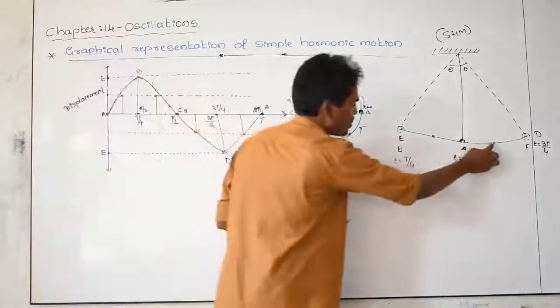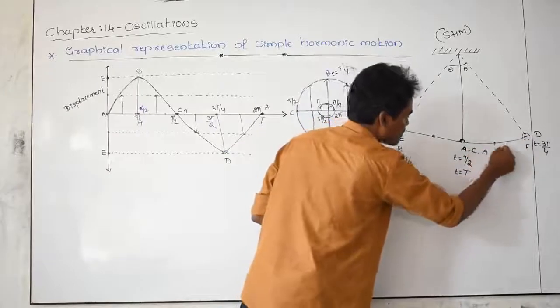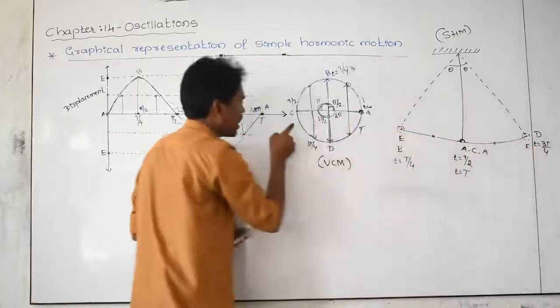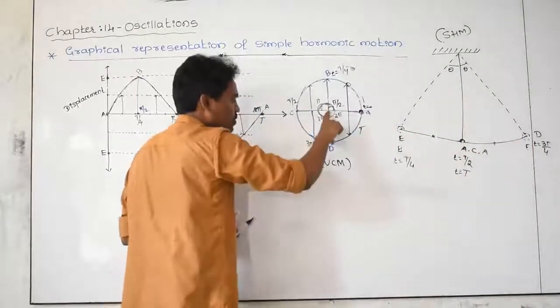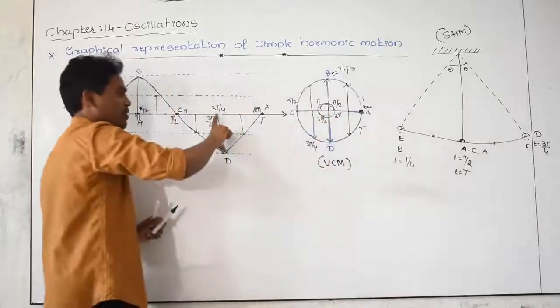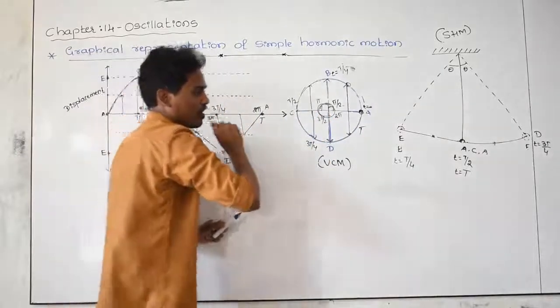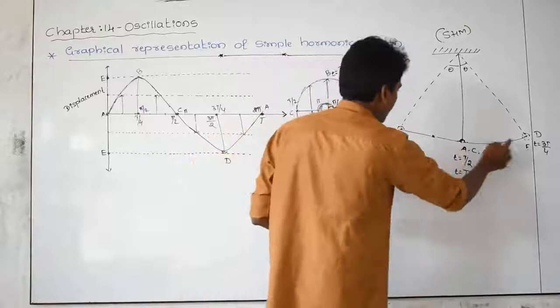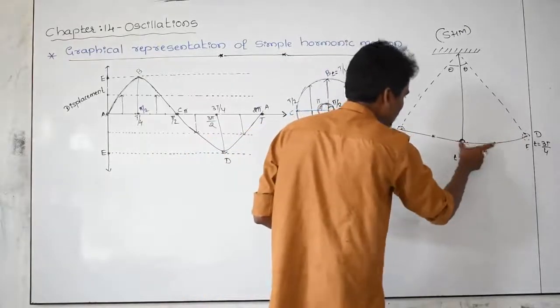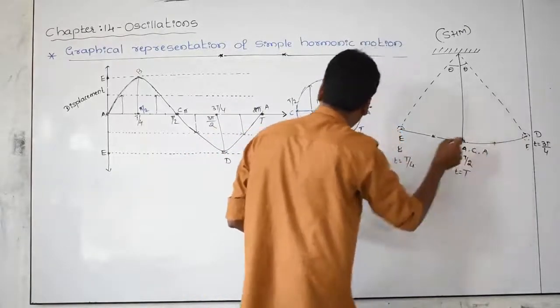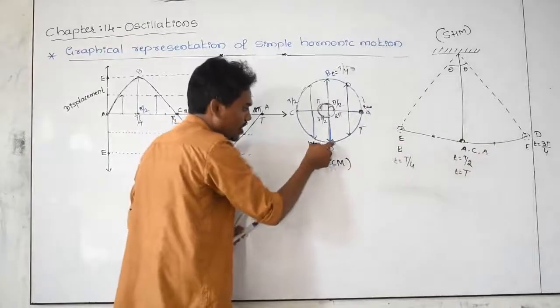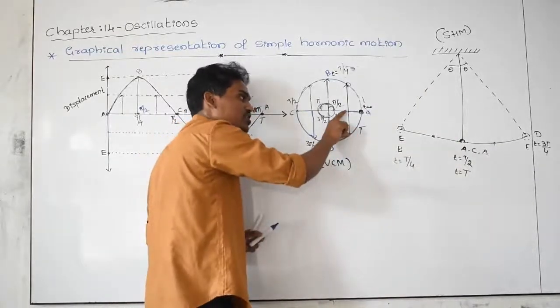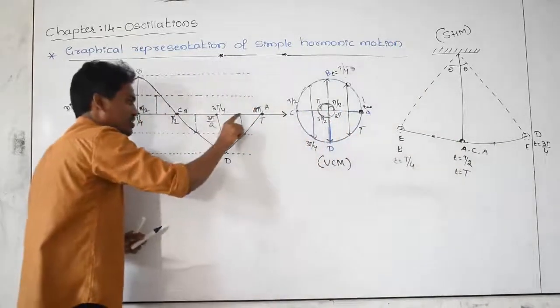Again the body is going to D point, then this is the maximum displacement. Again the body is coming from D to this point, then again this is the displacement from the mean point. The body is moving from here to here, again this is the displacement.